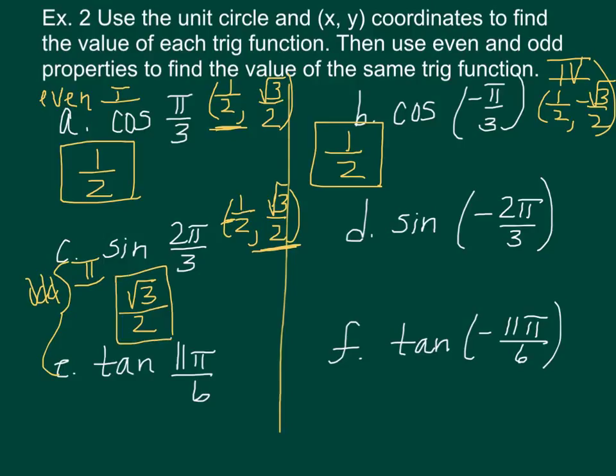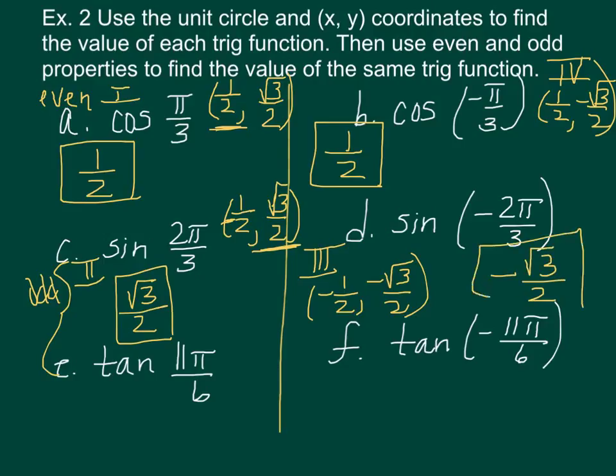But if you go to negative 2 pi over 3, that is in quadrant 3. In quadrant 3, both your x and your y values are negative. Hence why this value, since it's odd, is going to be the negative of part C.